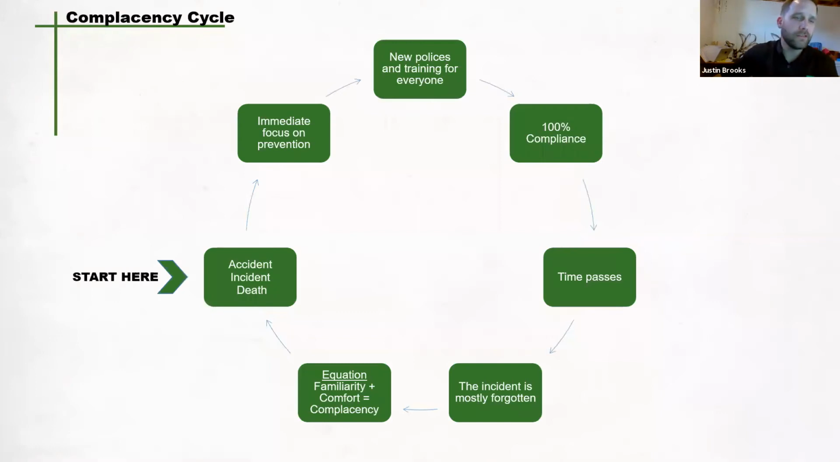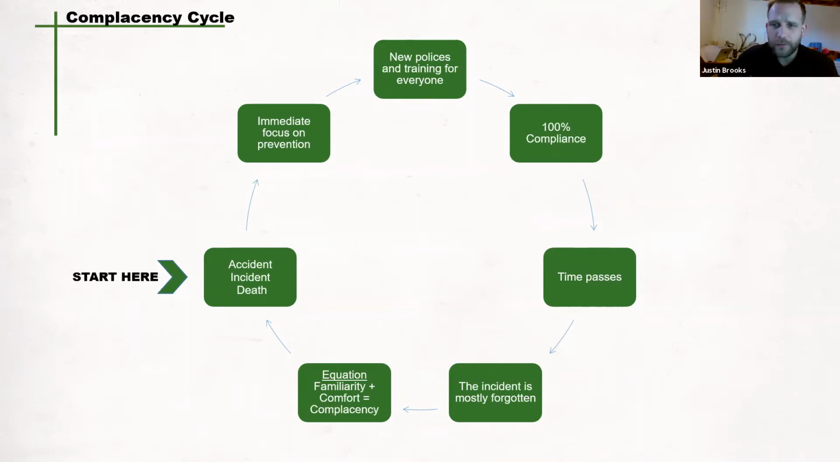So let's go through the complacency cycle. We'd actually gone through this in another presentation that we had done completely on complacency. So we'll just use this as a review if you have seen it, and if you haven't seen it, this is a great cycle. The graphic shows the complacency cycle, which has a general trend that is observed after an incident has taken place. So we'll start at the accident, incident, death location of the cycle and move in a clockwise fashion.